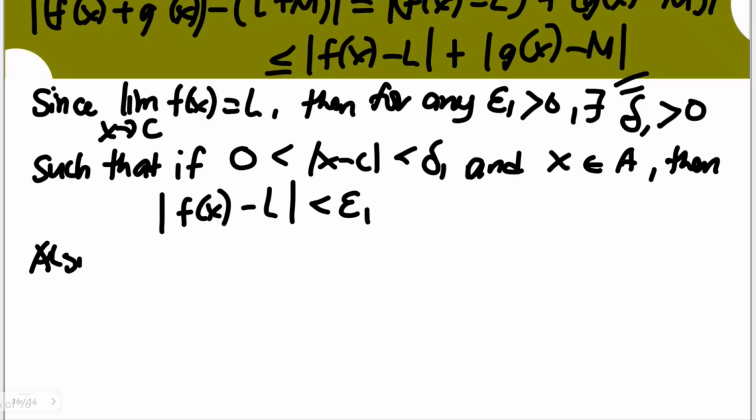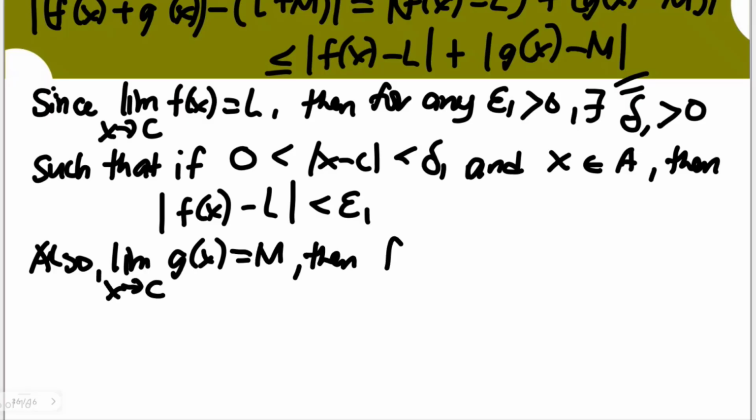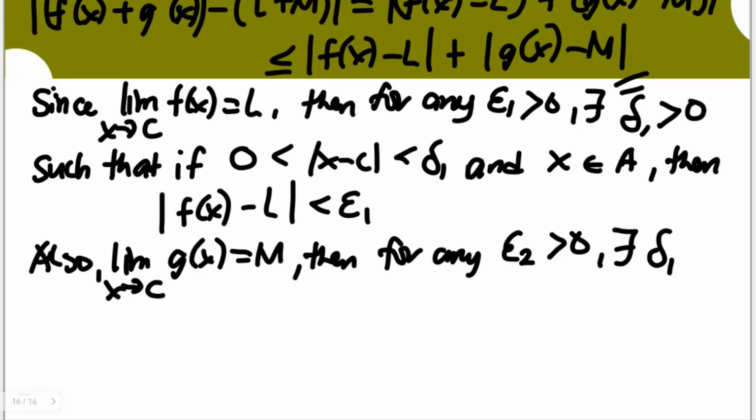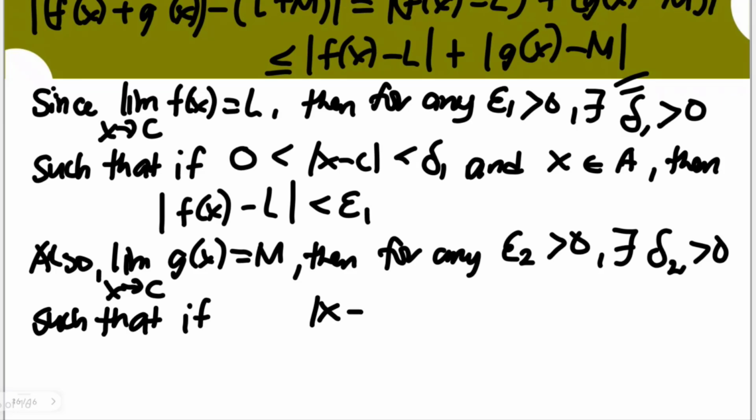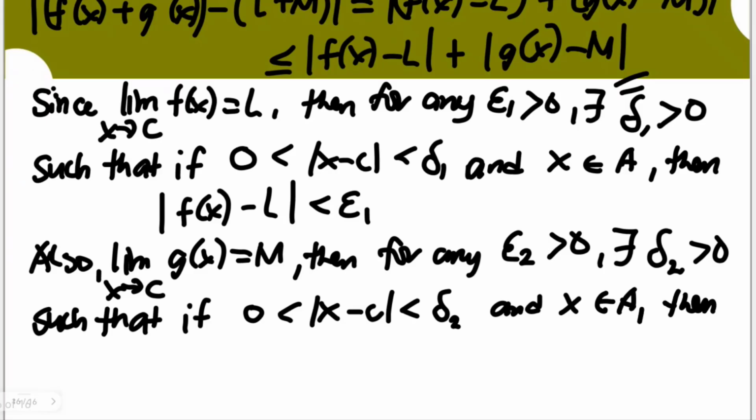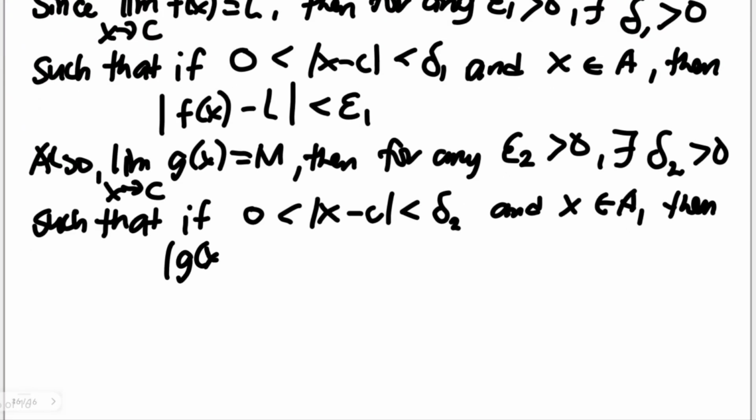Also, the limit of g of x as x approaches c is equal to M, then for any epsilon over 2 greater than 0, there exists delta sub 2 greater than 0 such that if the distance between x and c is greater than 0 but less than delta sub 2, and x is an element of A, then the absolute value of g of x minus M is less than epsilon over 2.